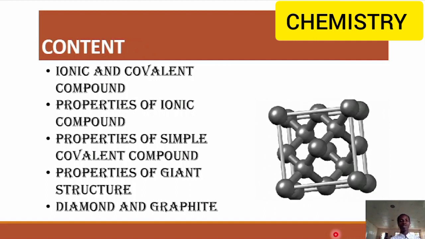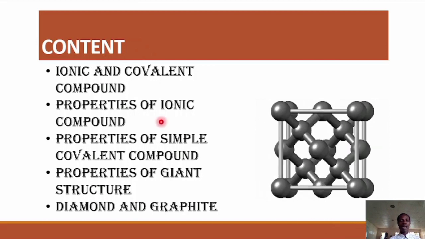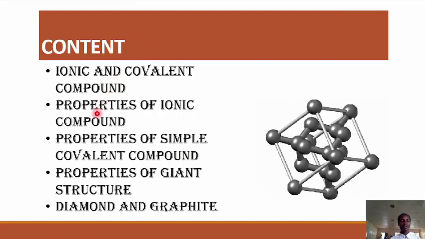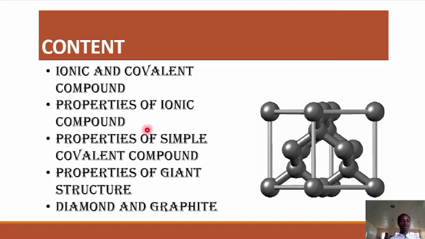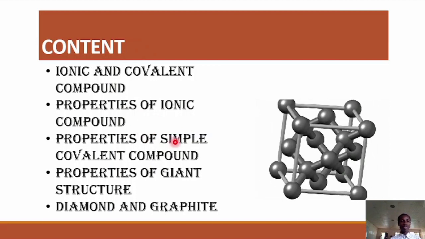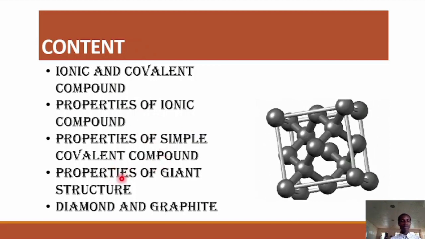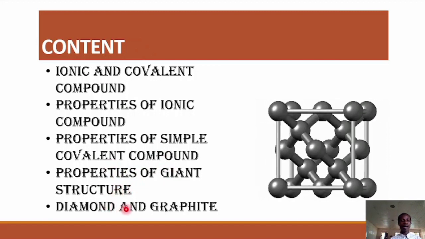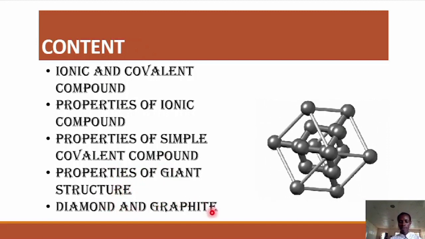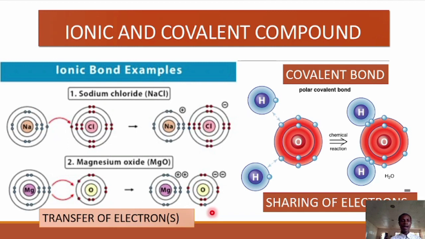So we are going to do a little revision on ionic and covalent compound. We are also going to talk about the properties of ionic compound, properties of a simple covalent compound, properties of giant structure, and diamond and graphite as a case study. Ionic and covalent compound. What is an ionic compound? We just want to revise and remind ourselves what an ionic compound is.